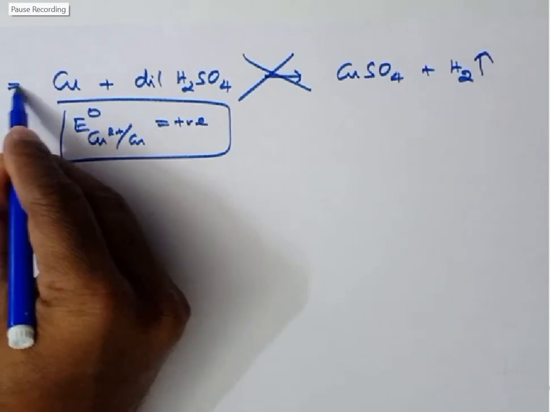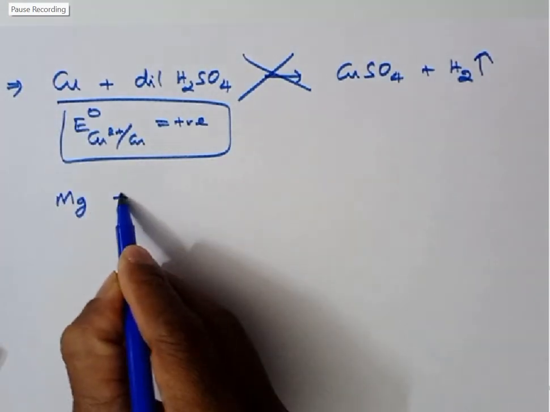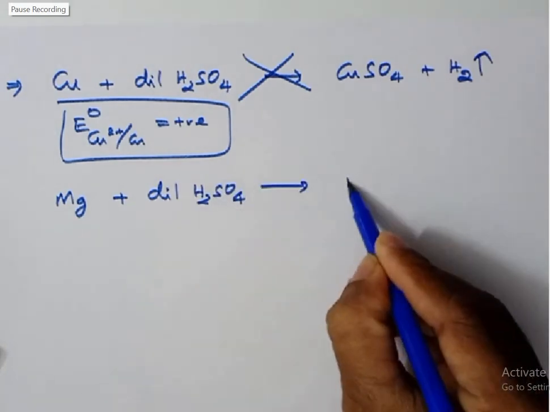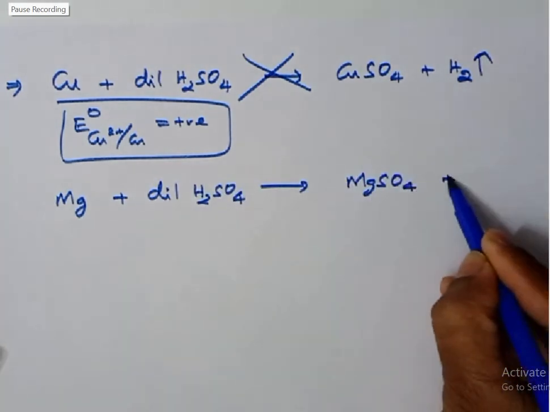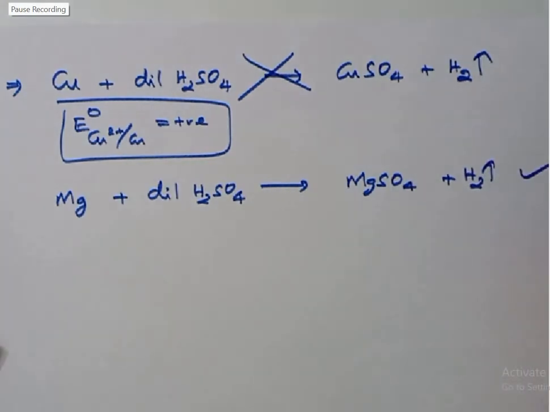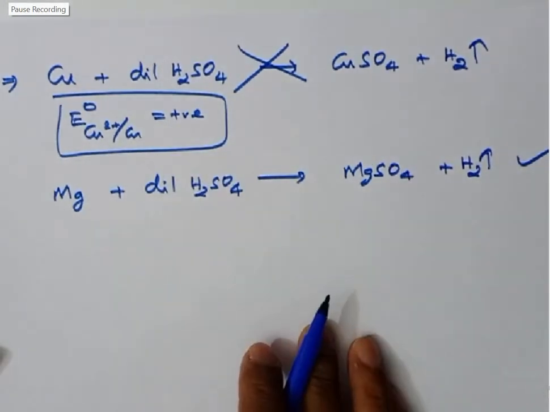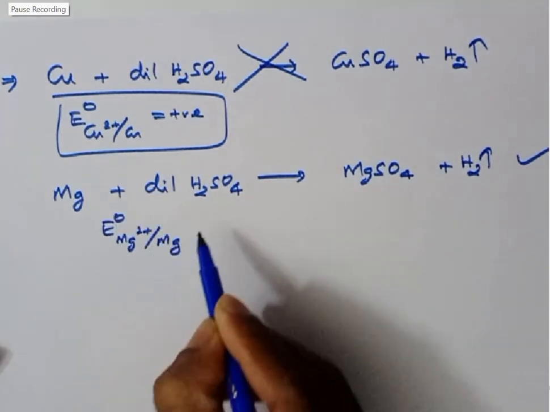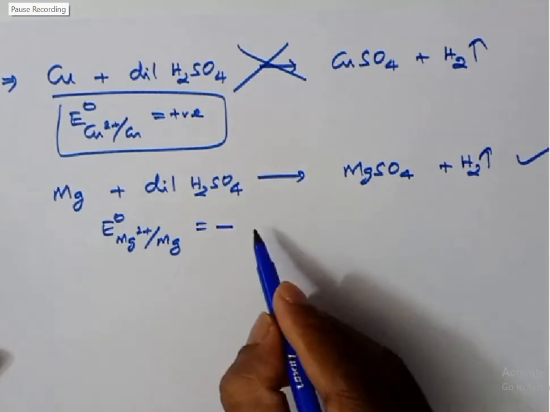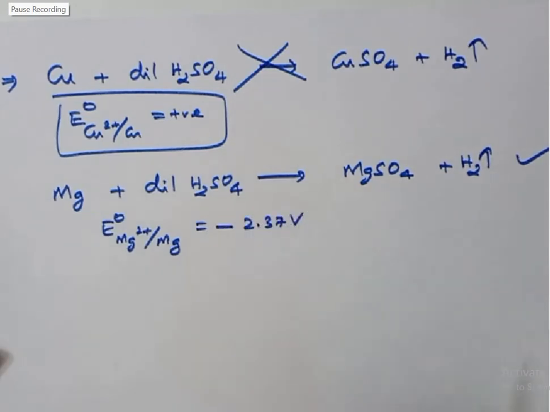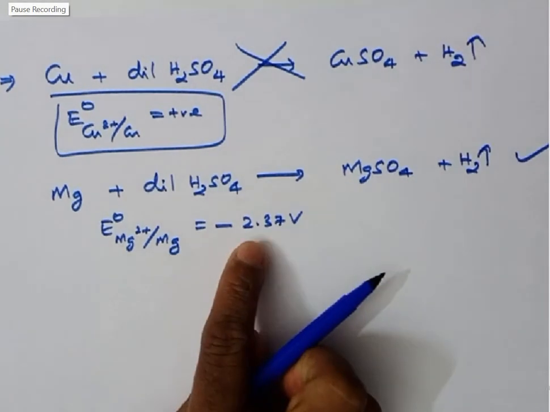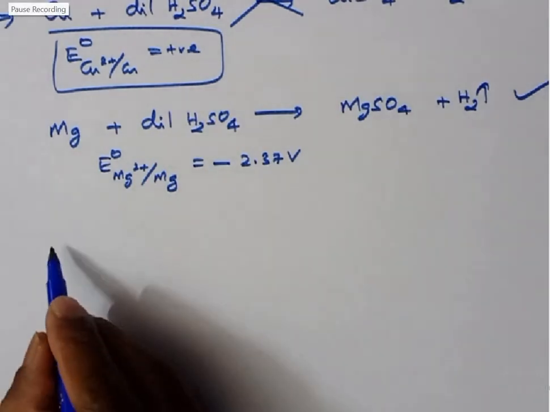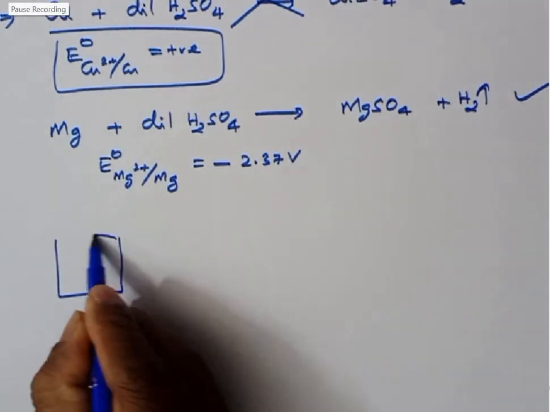Whereas if I take magnesium, for example, and put magnesium in dilute sulfuric acid, magnesium becomes magnesium sulfate and H+ comes out as hydrogen gas. This reaction will occur. Why does this reaction occur? Because the standard reduction potential for magnesium is negative, and the value is minus 2.37 volt, which I have given. Since this value is negative, this reaction will occur. Is this clear, students?